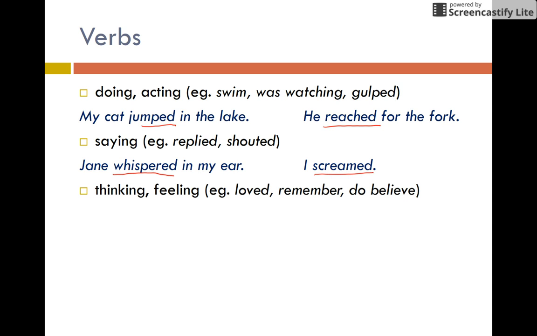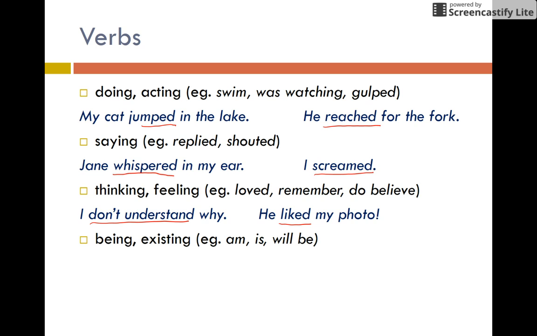They can be something that's happening inside someone's brain, thoughts or feelings people have, like loved, remember, do believe. I don't understand why. He liked my photo. Verbs can also indicate being or existing in the world. Words like am, is, will be. I am is supposedly the shortest sentence in the English language. The Olympics were held in Sydney.